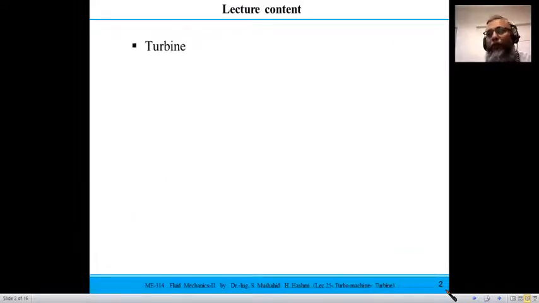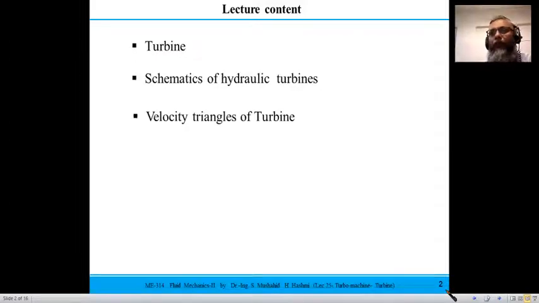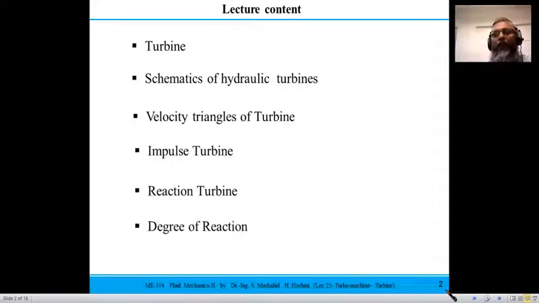first the definition of turbine, and then the classification of turbines, and we will go into different schematics of a special class of turbines, what we call hydraulic turbines. We will look into the velocity triangles associated with different types of turbines. One of the classifications is based on the energy conversion process. So we have classification as impulse turbine as well as reaction turbine, and then in the end we will go into the concept of the degree of reaction, and then we will look at the application ranges of different types of turbines.